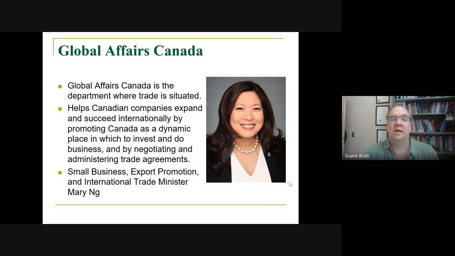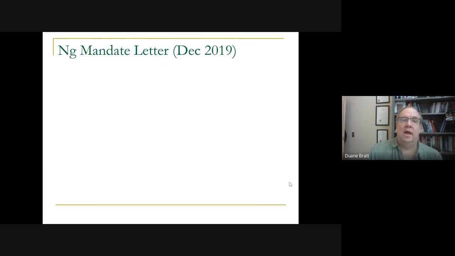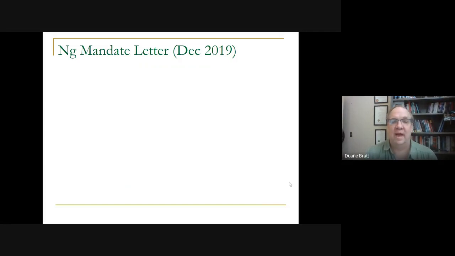Global Affairs Canada is where trade is situated. This is a photo of Mary Ng. She is Canada's current trade minister, and you can see her whole title is listed there. I'm going to read off sections of her mandate letter. A mandate letter is a letter that the Prime Minister sends to each minister outlining the key priorities of the government as well as the key priorities for each minister. These are now publicly available.